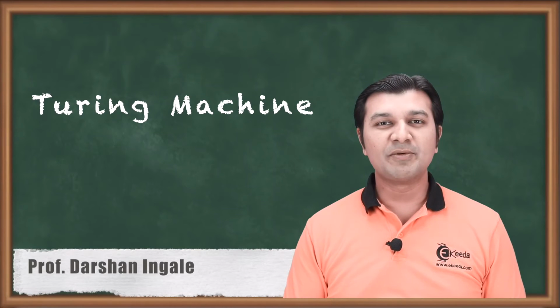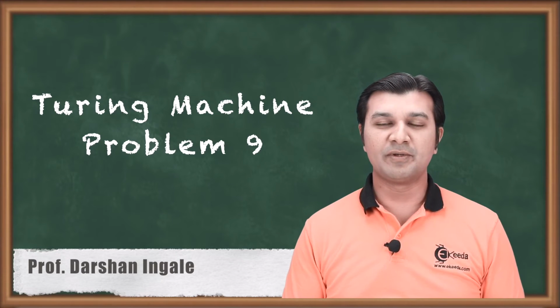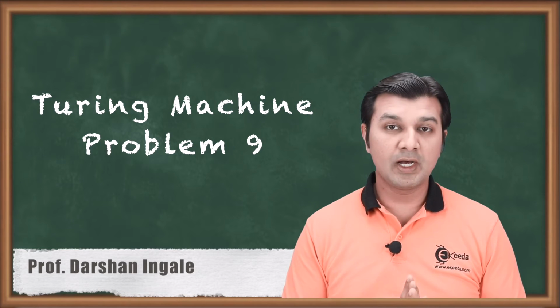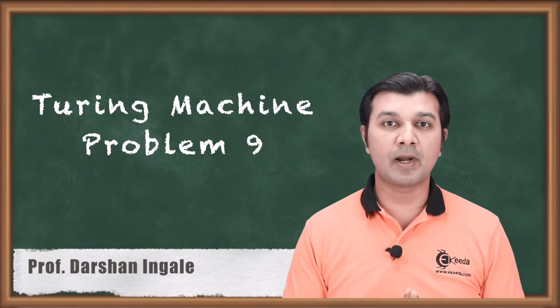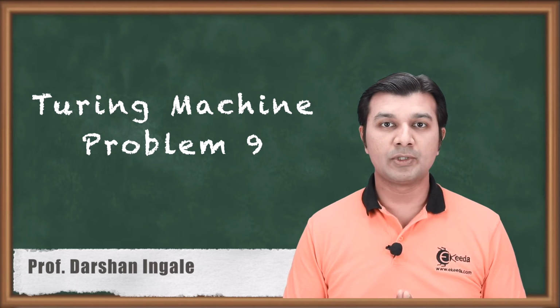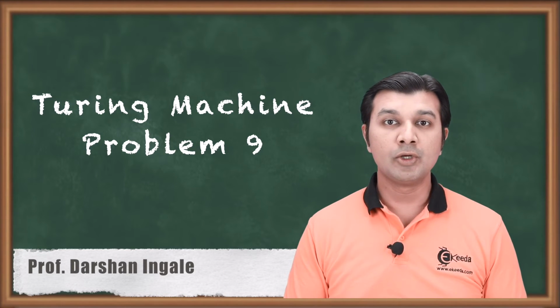Hello friends, welcome to the next problem, number 9 of the Turing machine. If you observe the question now, it says we are interested in finding the subtraction of two numbers, and the data type of the numbers over here is purely unary.